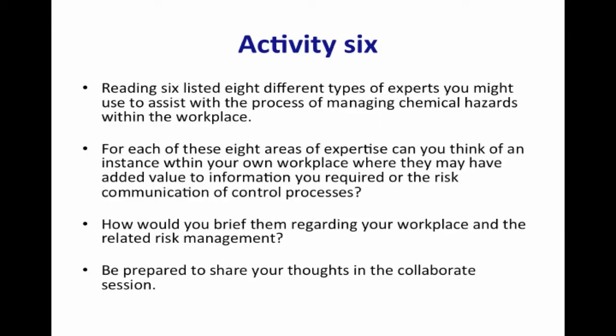Activity 6. So reading 6 listed 8 different types of experts you might use to assist with the process of managing chemical hazards within the workplace. For each of these 8 areas of expertise, can you think of an instance within your own workplace where they may have added value to information you required or the risk communication of control processes? How would you brief them regarding your workplace and the related management? And I'd like you to prepare this information and be prepared to share your thoughts about this in the Collaborate session.